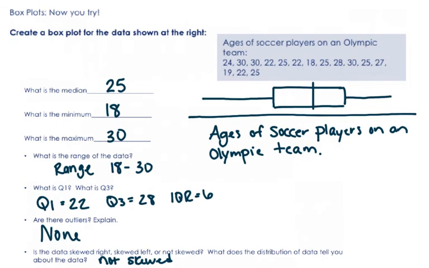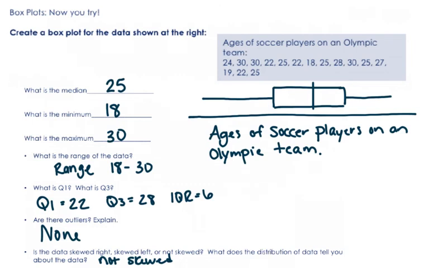Okay, so hopefully you got something like this. The median was 25, the minimum 18, the maximum 30. The range was between 18 and 30. So when you organize the data, Q1 is 22, Q3 is 28, which makes the IQR 6. When you do that formula that we did on the last problem, you can go back and look at it. There were actually no outliers. And you can explain by showing me the formula.